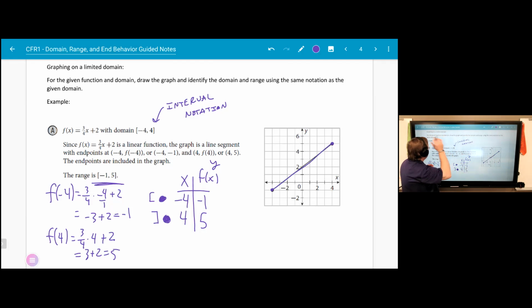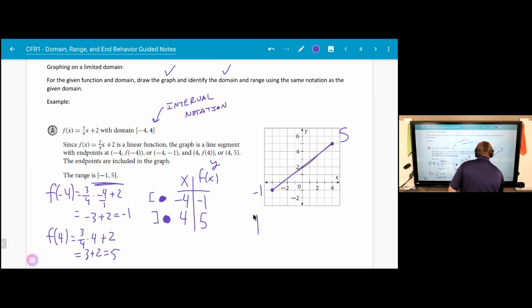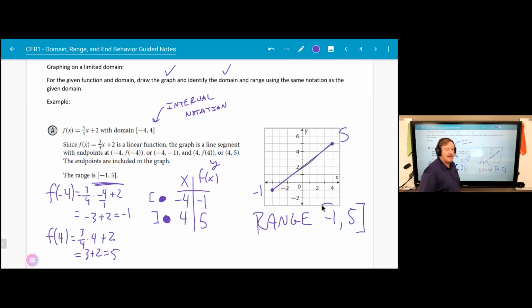So let's see here. We've drawn the graph. We've identified the domain. And now we need to do the range. Again, my range, what's my smallest y value? My smallest y value is -1. Down to up, my biggest y value is 5. And it includes those. My range, smallest value, is -1. My biggest value is 5. Both included, so I put square brackets using the same notation.